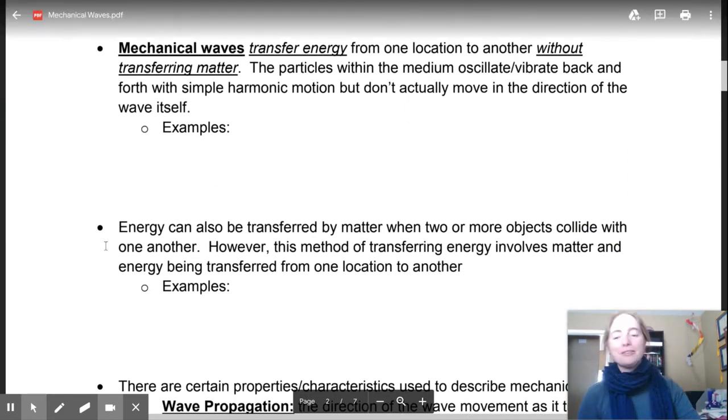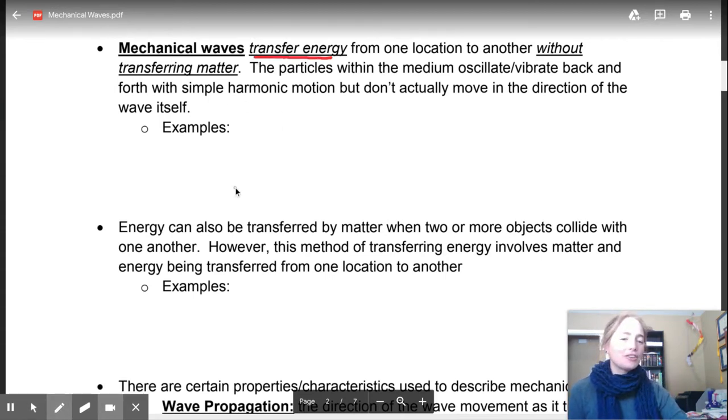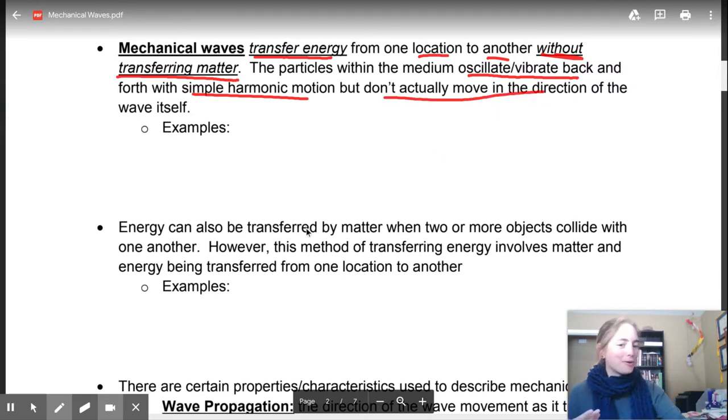So, ladies and gentlemen, a mechanical wave is essentially a transfer of energy from one location to another without transferring matter. Okay? So the particles within the medium, or the stuff that a wave is traveling through, are going to oscillate or move back and forth with simple harmonic motion. But they don't actually go anywhere. They don't move in the direction of the wave itself.